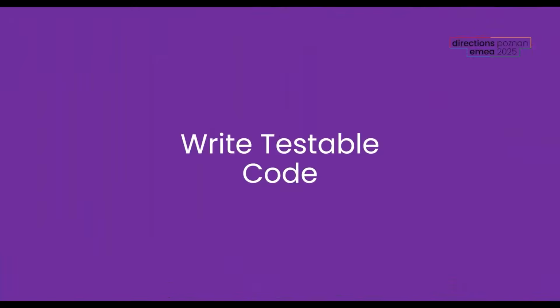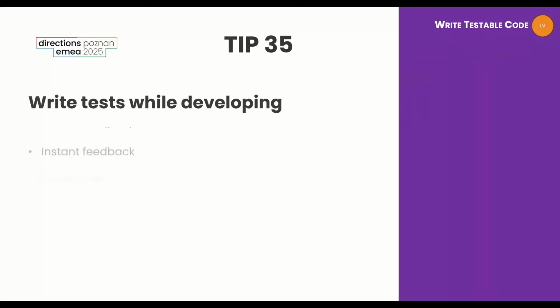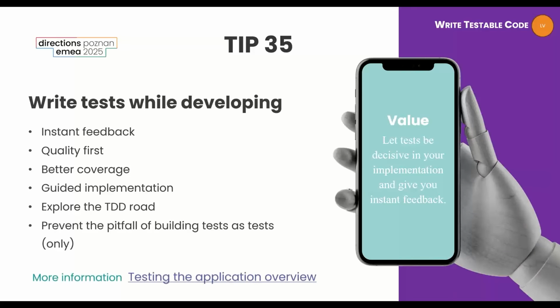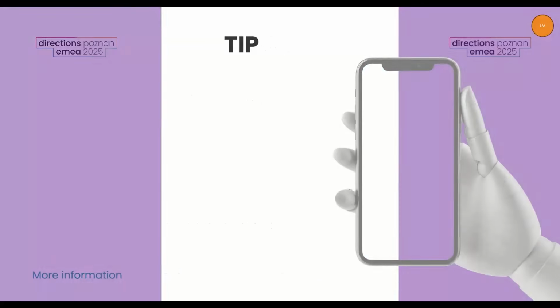Okay, next one. Write testable code. Of course, one of my main topics. Write tests while developing. Explore the TDD road as one of the bullets. Have instant feedback. So while you're creating your solution, write your test at the same time. The thing is, if you do it afterwards, tests afterwards will always suffer from the fact that they are extra time to spend. So use your tests while you're developing. Get feedback on what you create. So the last bullet, prevent the pitfall of building tests as tests. No, tests are part of the way of working.